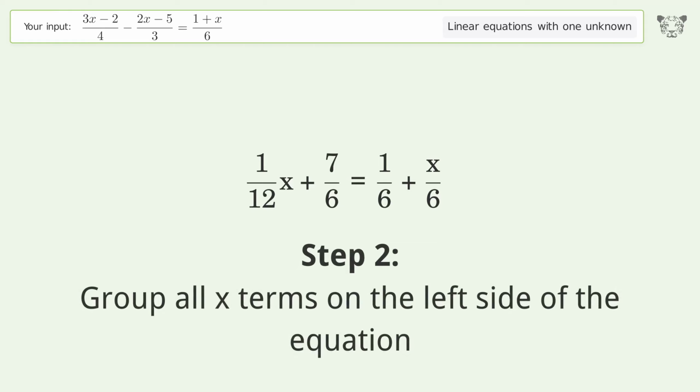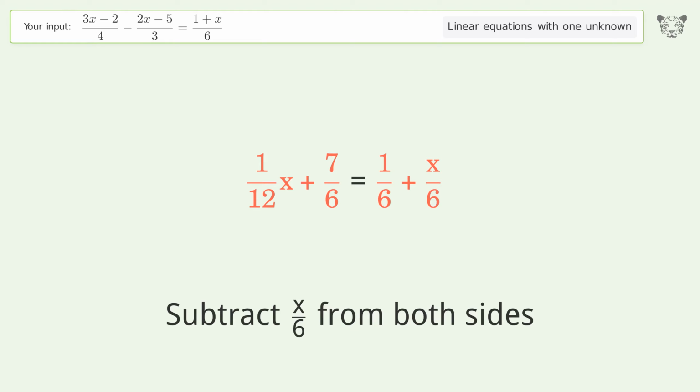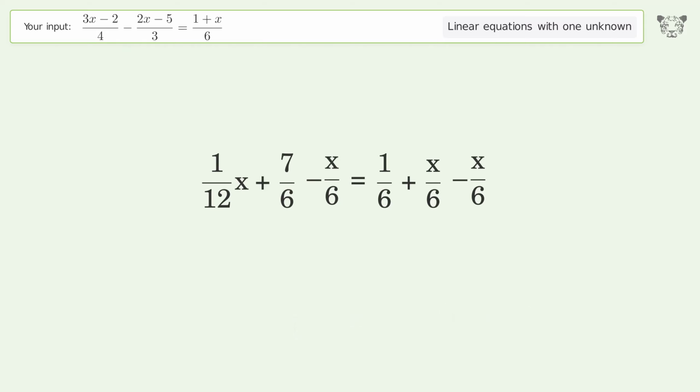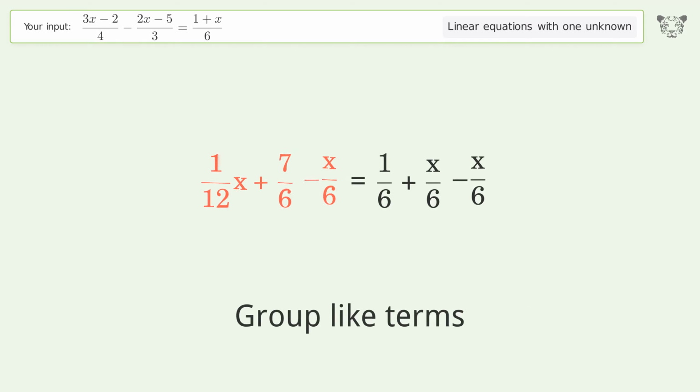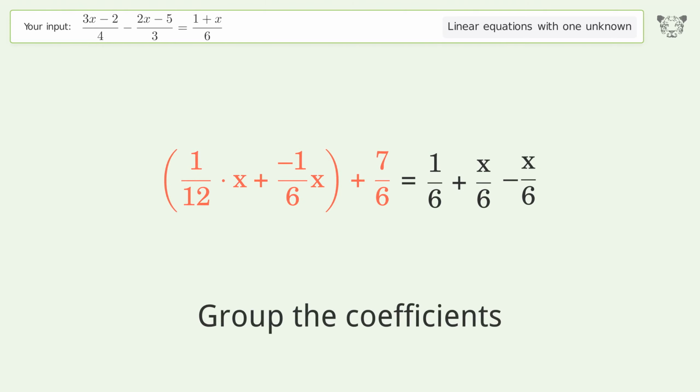Group all x terms on the left side of the equation. Subtract 10/6 from both sides. Group like terms. Group the coefficients.